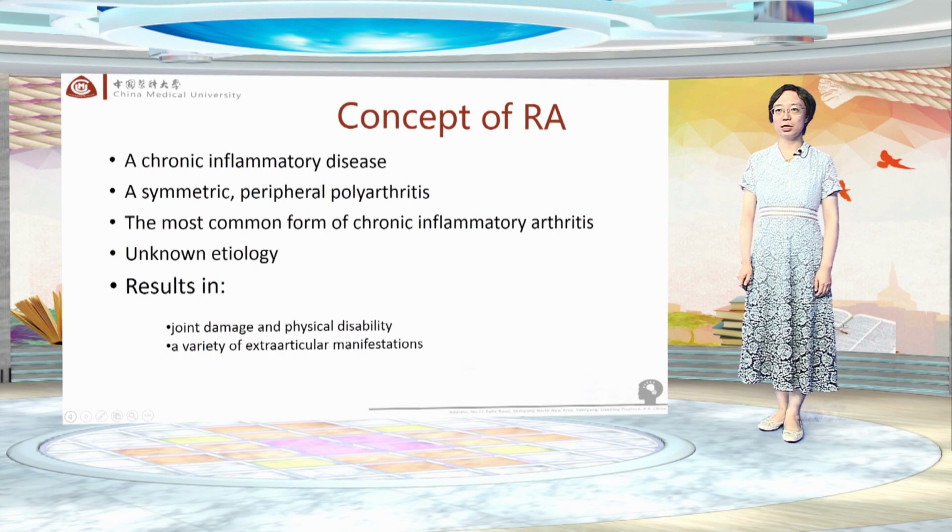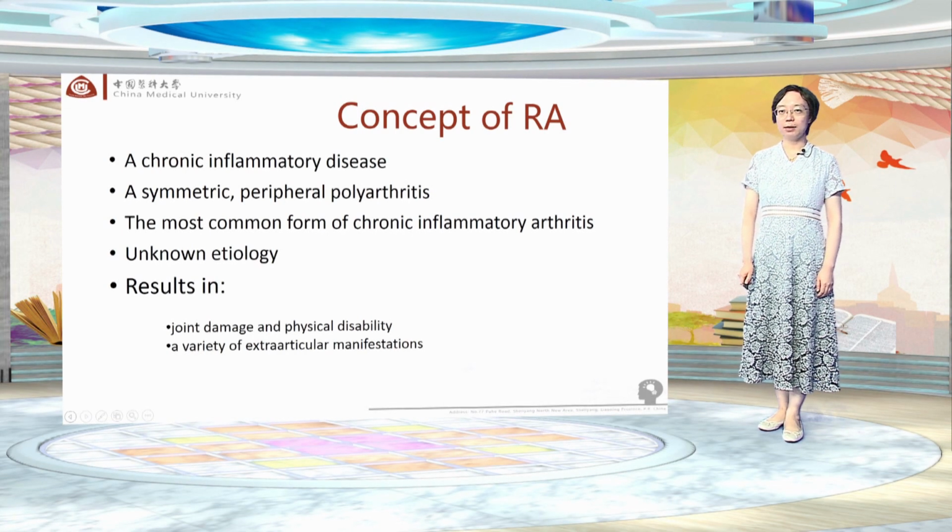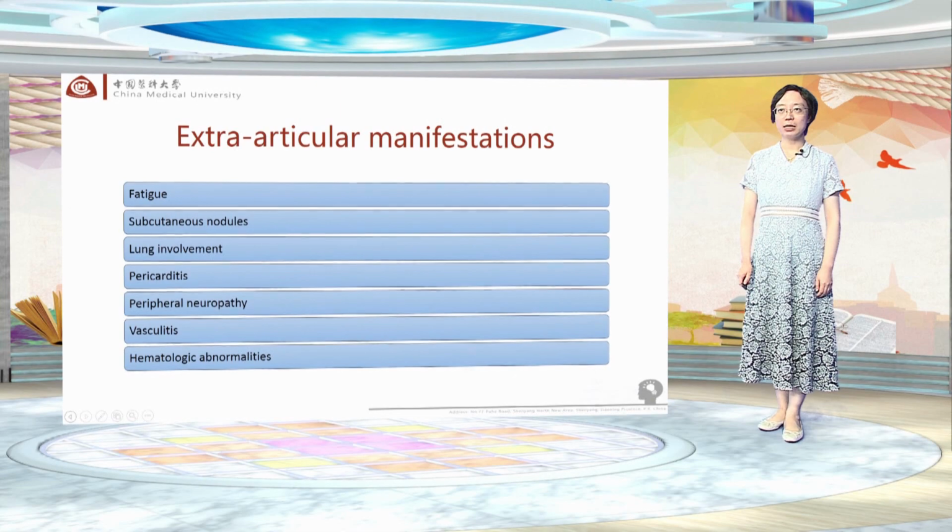Because it is a systemic disease, RA may result in a variety of extra-articular manifestations. The common extra-articular manifestations include fatigue, subcutaneous nodules, lung involvement, pericarditis, peripheral neuropathy, vasculitis, and hematologic abnormalities.